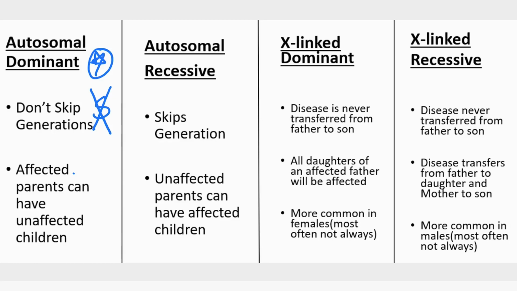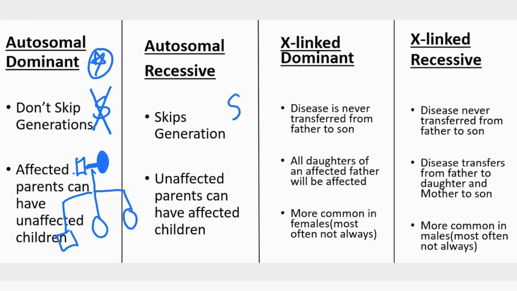Second, affected parents can have unaffected children. So I'm just drawing the simple pedigree chart. Okay, you can see the wife or the mother is affected. Now, when it comes to the children, we'll see the children are unaffected. Okay. Now let's look at autosomal recessive.